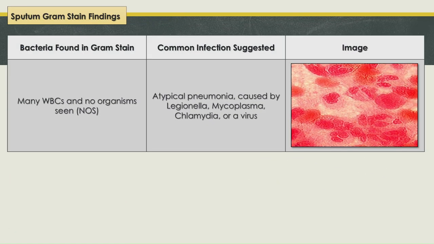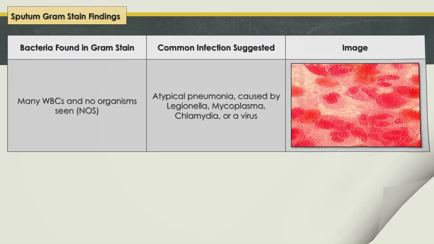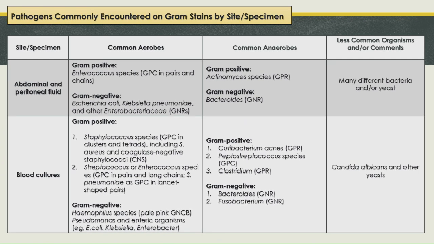Sputum gram stain findings. Bacteria found in gram stain: many WBCs and no organisms seen, NOS. Common infections suggested: atypical pneumonia, caused by Legionella, Mycoplasma, Chlamydia, or a virus. Pathogens commonly encountered on gram stains by site/specimen.